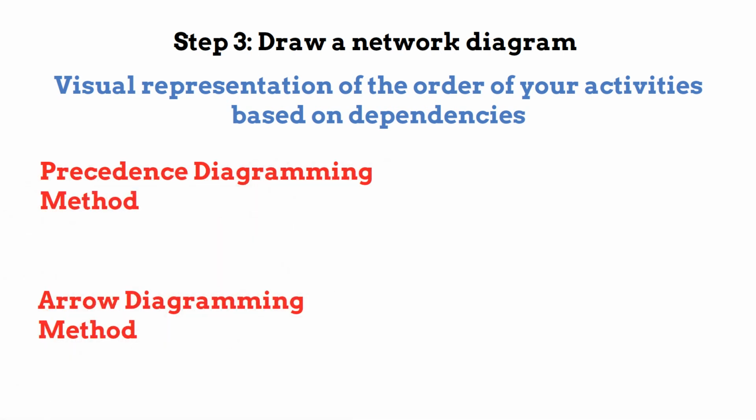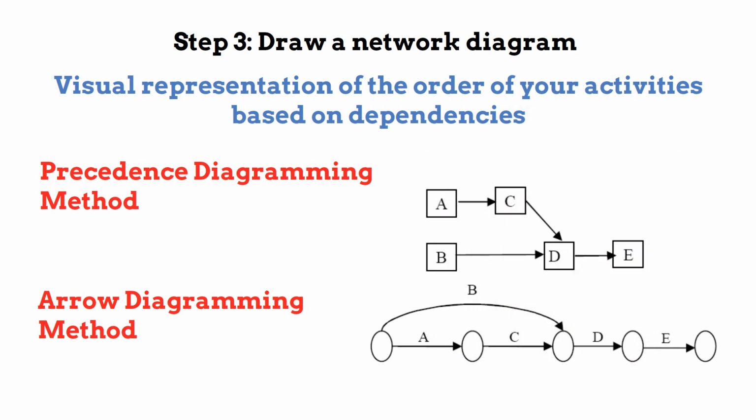There are 2 main types of network diagrams, the precedence diagramming method and the arrow diagramming method. The arrow diagramming method is a type of network diagram in which activities are represented by arrows, which are connected through nodes. The tail of the arrow represents the start of the activity and the head of the arrow represents the finish of the activity. The length of the arrow is often proportioned to the duration of the activity.